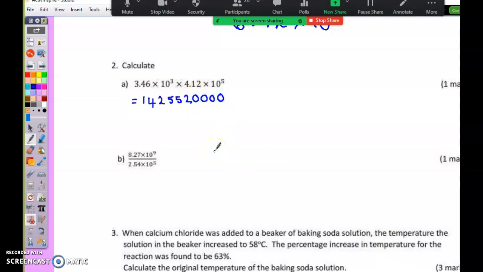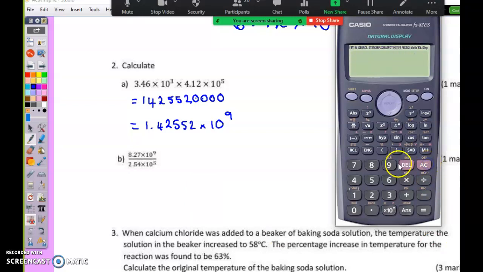Now, it doesn't ask you to write your answer in scientific notation. If it doesn't ask you to write your answer in scientific notation, I can't penalise you for not. So you can leave that as your answer, or you can write it into scientific notation. I'm going to put it into scientific notation just because it's good practice. So I'm moving this 1, 2, 3, 4, 5, 6, 7, 8, 9 spaces, so it'd be times 10 to the power of 9.